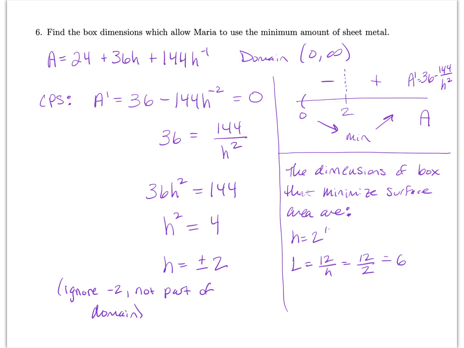And these were all in inches. Okay. And then the depth, which was given and never changes, was 12 inches. So height of 2 inches, length of 6 inches, depth of 12 inches. That will minimize the surface area and thus the amount of material used to build the box.